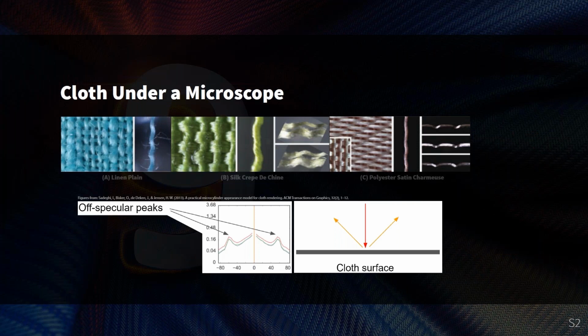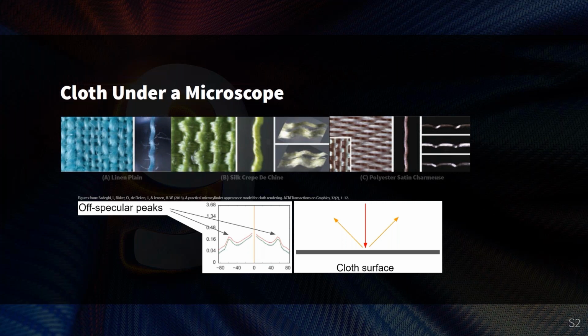So here you see some pictures of cloth under a microscope. There are three types of cloth here. There's both where you can see the entire pattern, and there's a close-up of one of the yarns comprising the pattern. So there are two plain weaves. This is the first and the second, the blue and the green one, and then there's a satin weave.